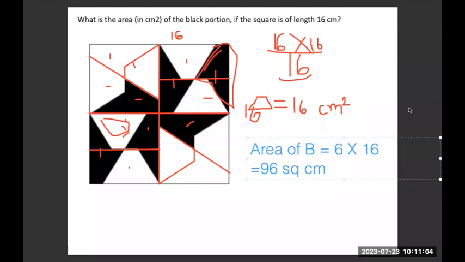Ma'am, how did you find the area of the black shapes?